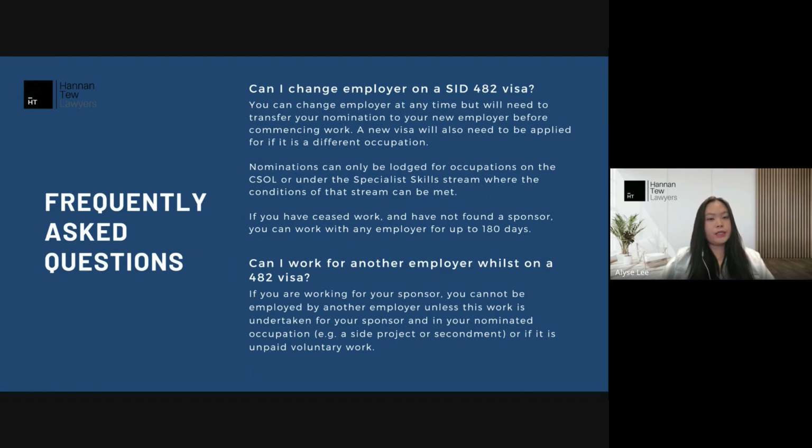The other question is, can they work for another employer while on the 482 visa? So concurrently, while they're working on the 482 visa. If they're working for the sponsor, they cannot be working for another employer unless the work is undertaken for their sponsor and in their nominated occupation. For example, a side project or a temporary secondment is okay. Or if it's unpaid voluntary work, then that's fine as well to do at the same time as their 482 full-time work.